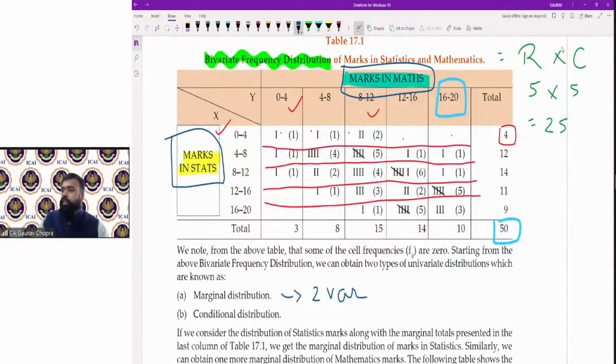Om Gupta says crystal clear. Okay. Mrinalika says no doubts. Great.